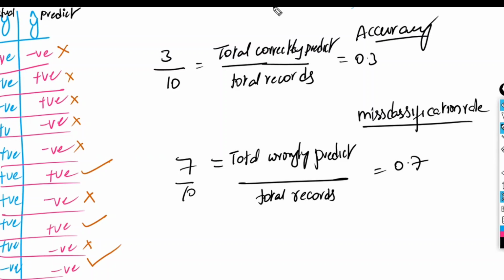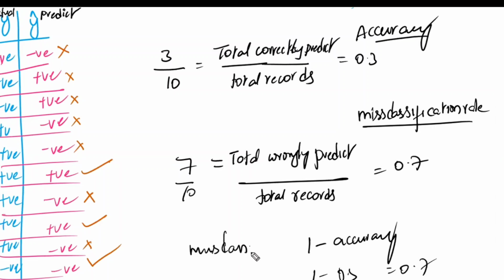So total wrongly predicted data is 0.7, the misclassification rate. It can also be given as 1 minus accuracy. That is 1 minus 0.3, which is 0.7. So misclassification rate is equal to 1 minus accuracy.